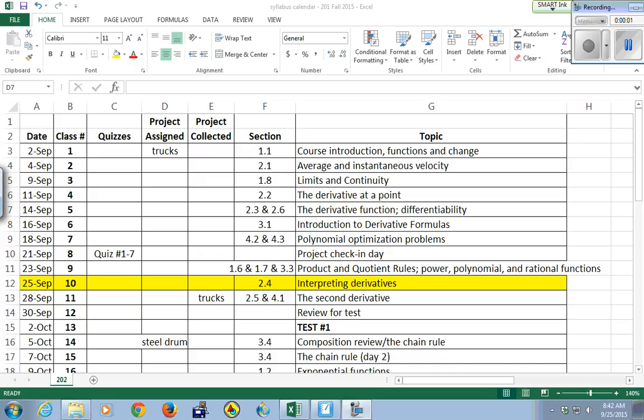Homework's checked off in your folder. You got your quizzes back. And just taking a look at where we're going. Today we're going to have a lesson on interpreting derivatives.